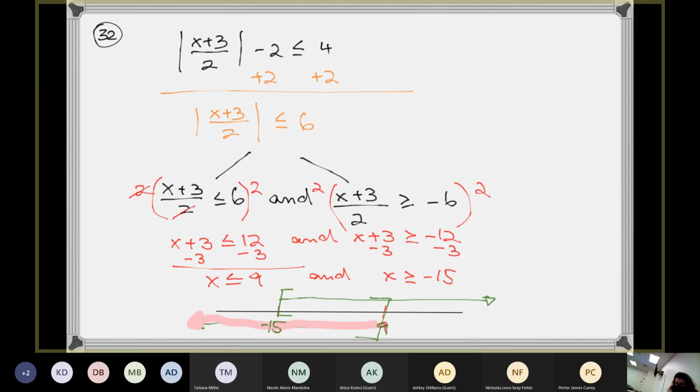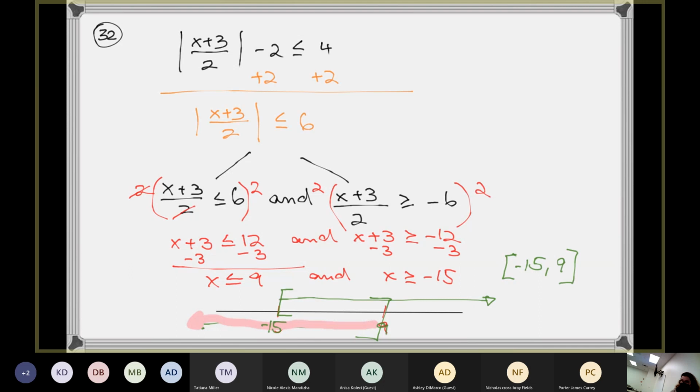That would be our interval notation. So what do I write? Interval notation, pink and green at the same time? It would be bracket, -15, and then 9, bracket, right. Here you go. Yes, Alexander, thank you.